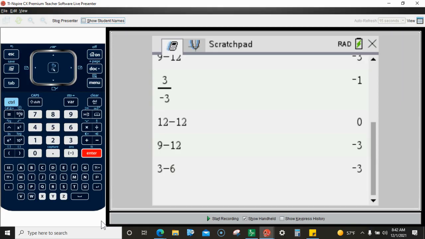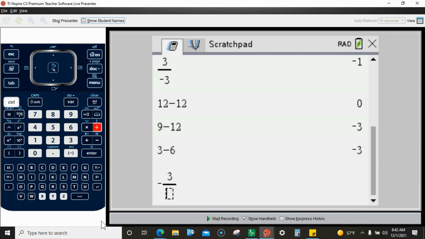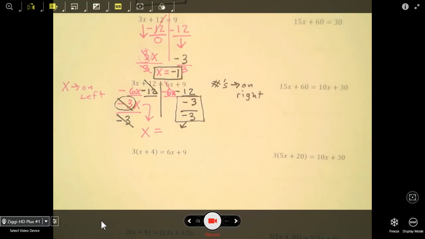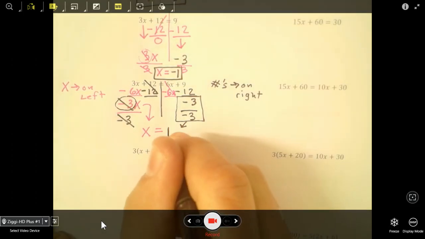So let me come over here and I'm going to go ahead and say negative 3 divided by negative 3. Let me put my negative sign right in front of here. Get rid of this other one. There it goes. Negative 3 divided by negative 3. And that gives me positive 1. So I'm going to come back over here. And so my answer to this one is actually positive 1.